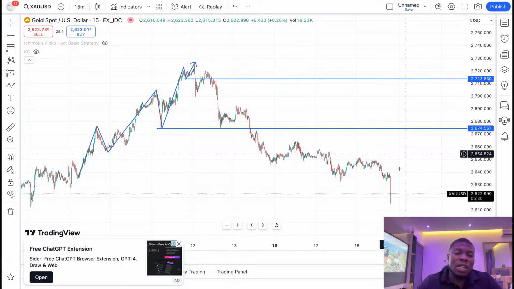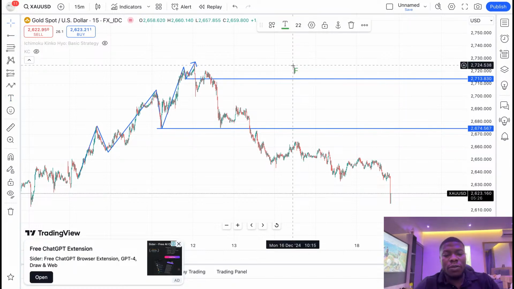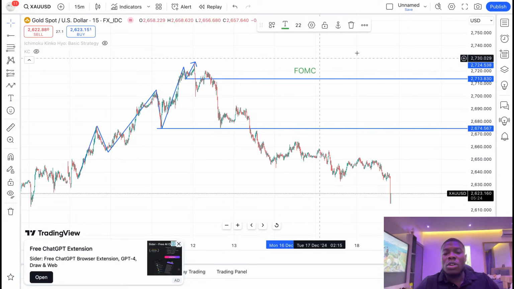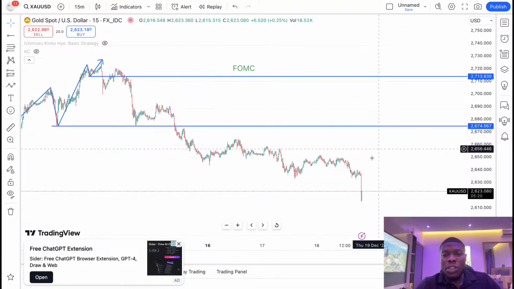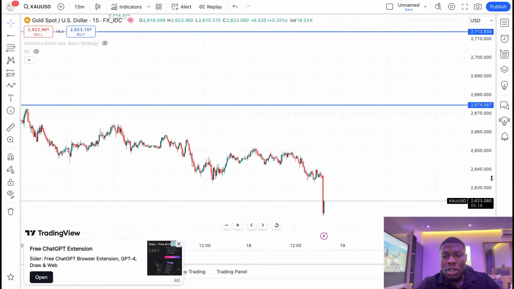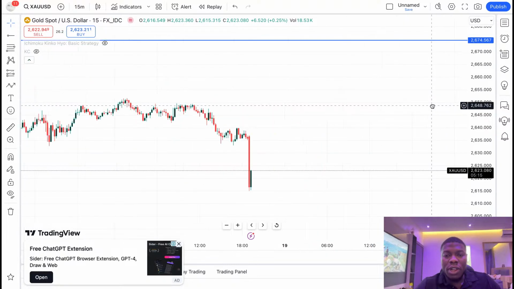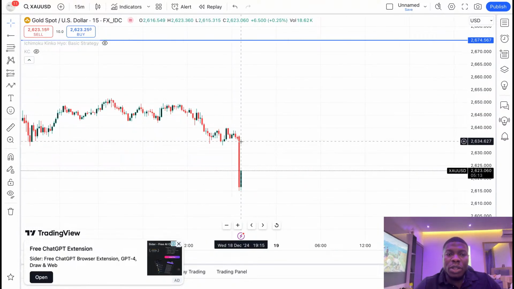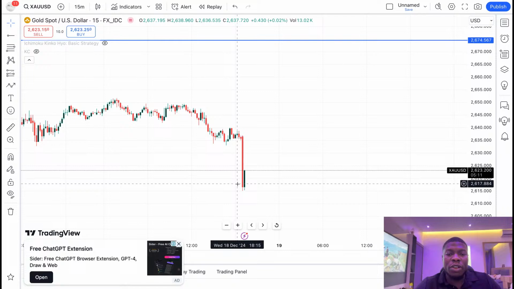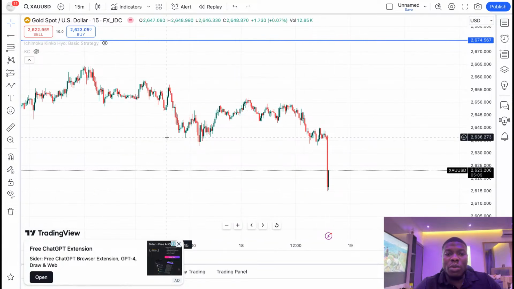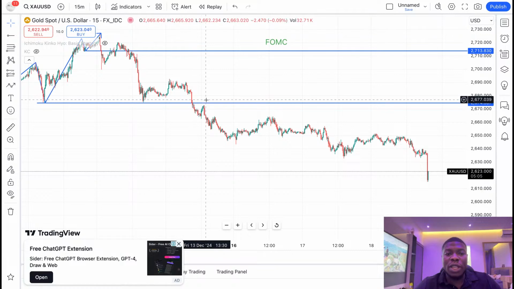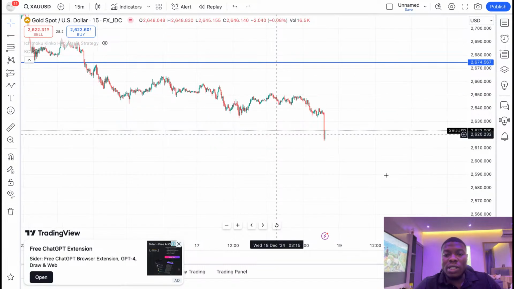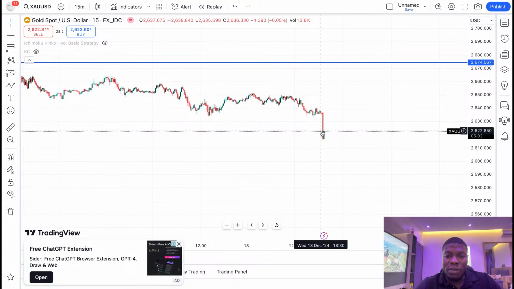Okay, today is FOMC news. Now quickly you see the reaction to the news. This is a very big dump on the 15 minutes time frame. If you watch, the candlestick is much bigger than any other candlestick in this area. So this is news affecting the market.